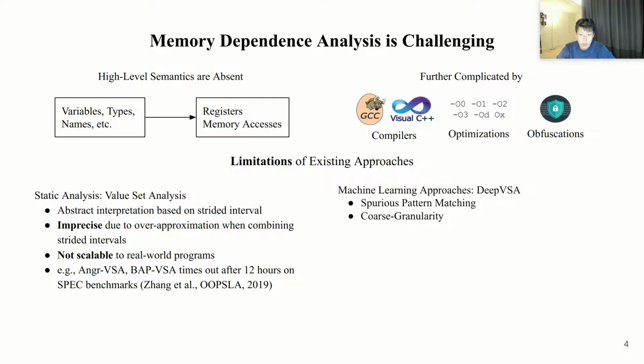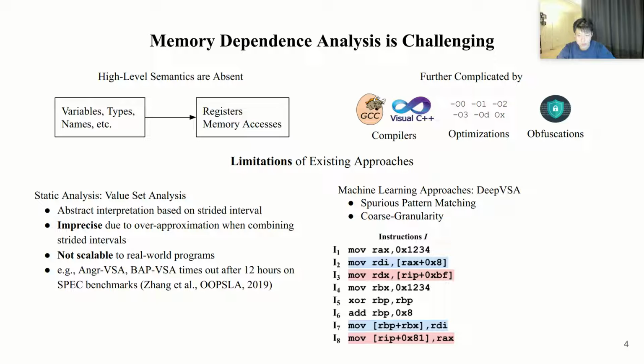More recent approaches show promise by using machine learning to learn memory access patterns. However, learning only on static code does not capture its actual semantics. Therefore, it has often been shown to learn spurious shortcuts, lacking robustness. Moreover, the granularity of existing approaches also limits the precision of the technique.